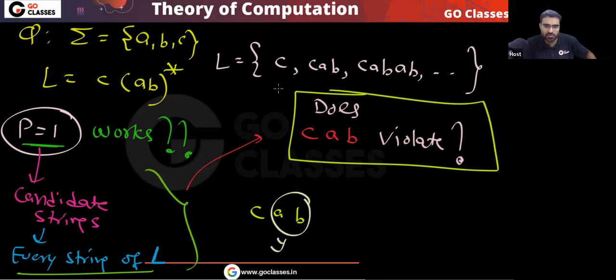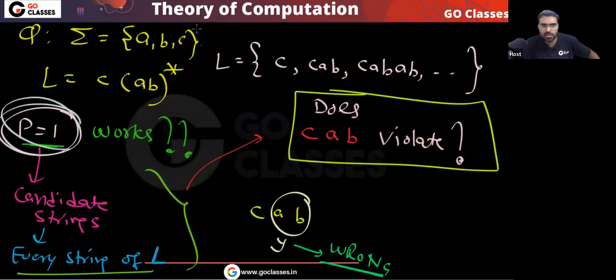I cannot take this as y. This will be wrong. Why is this wrong? Because if your p is equal to 1, then y must be present in the first p symbols. Yes or no? Y must be present within the initial p symbols. So you cannot take this as y because we are checking p equal to 1.